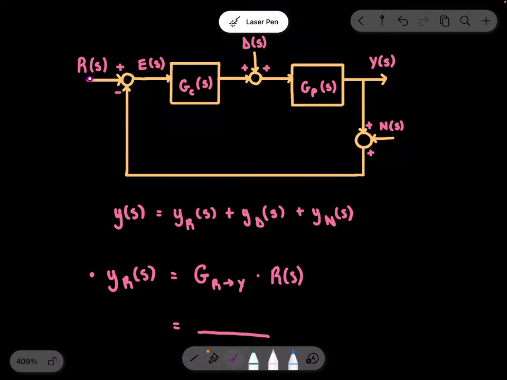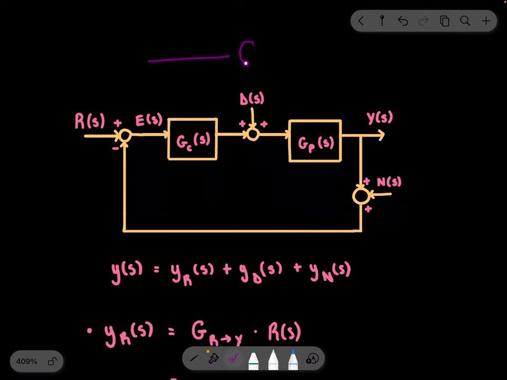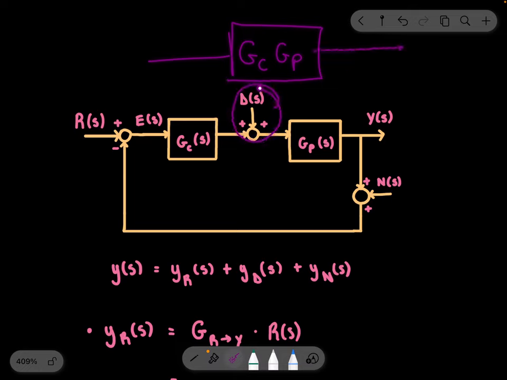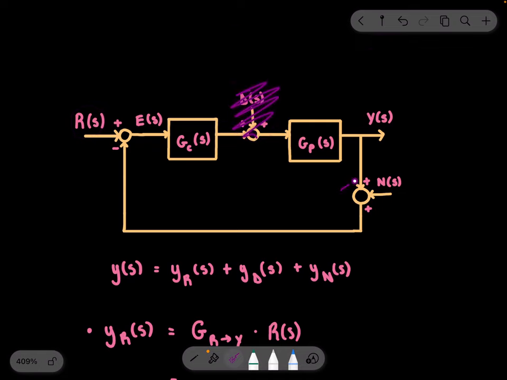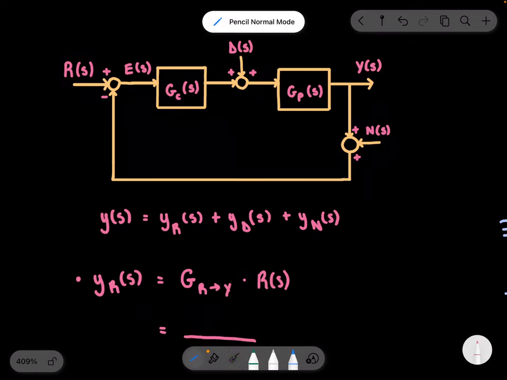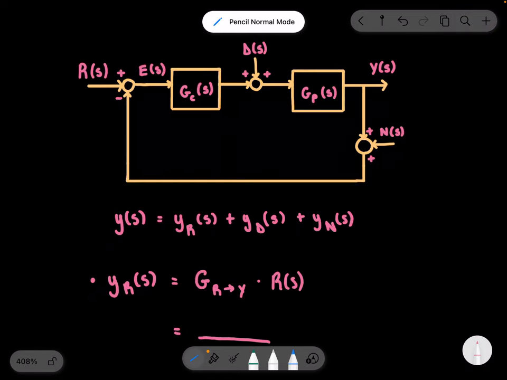Okay, so for the numerator, what's going on in the forward path? We have two blocks, one for the controller and one for the plant. And since both of these are in series and in Laplace form, we can represent them as a single block, GC GP. Notice how in between them you have the disturbance signal, but we are only looking at the output due to the reference signal at this point.